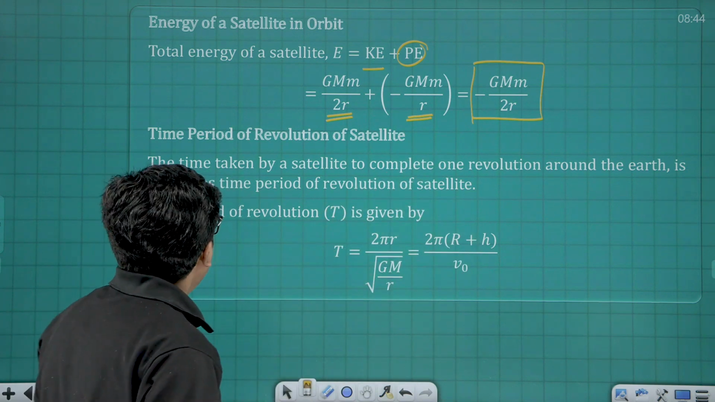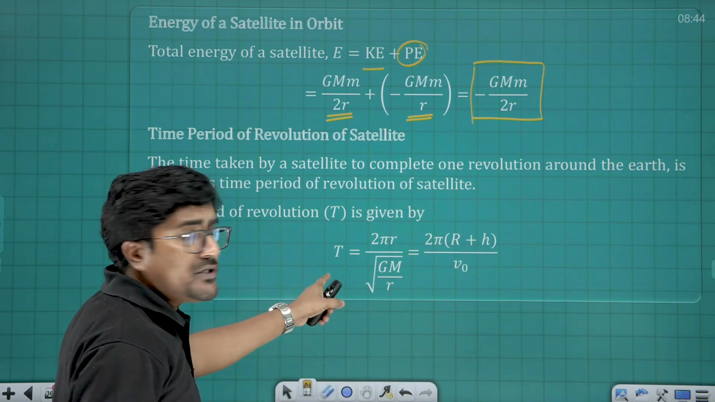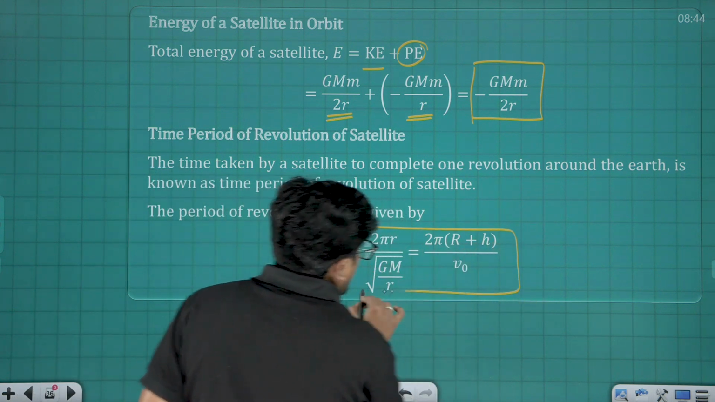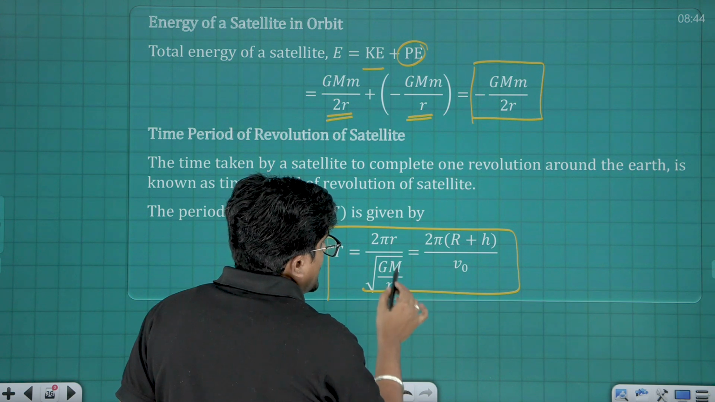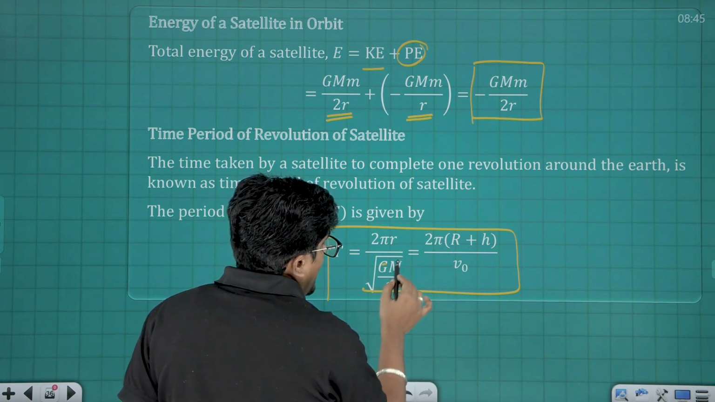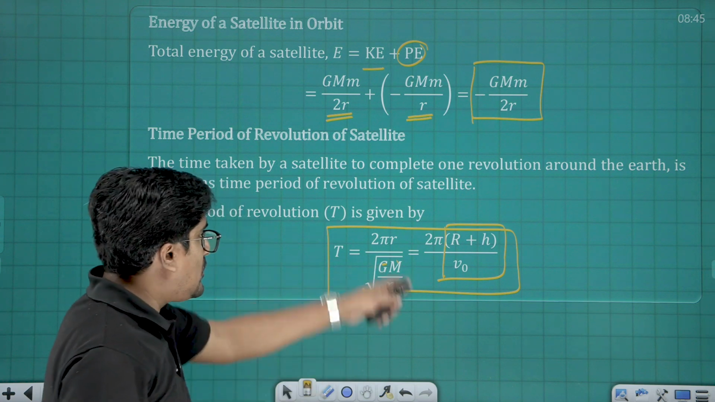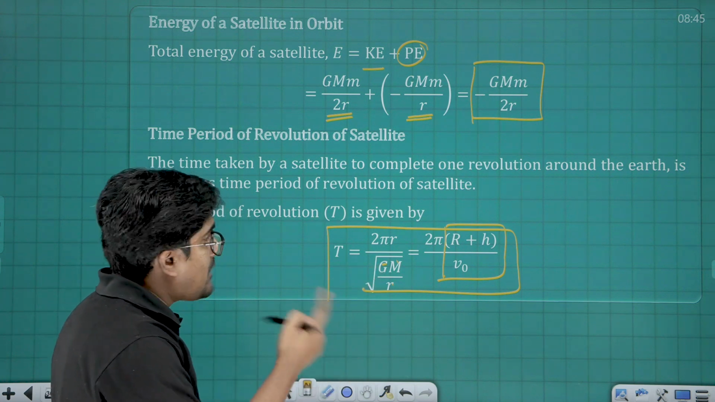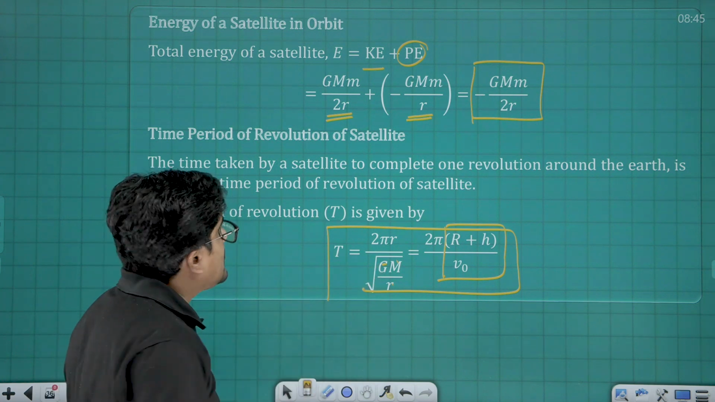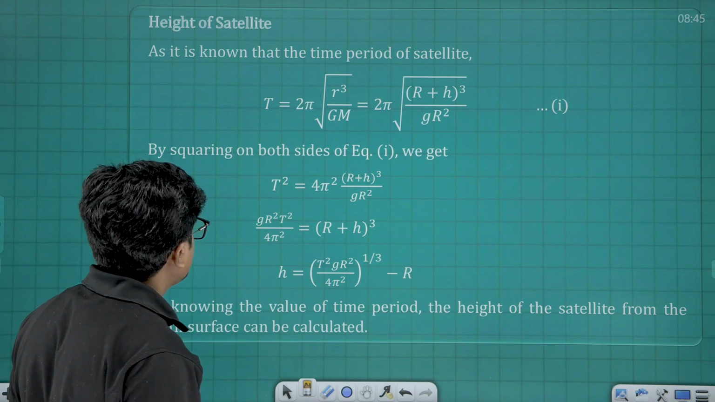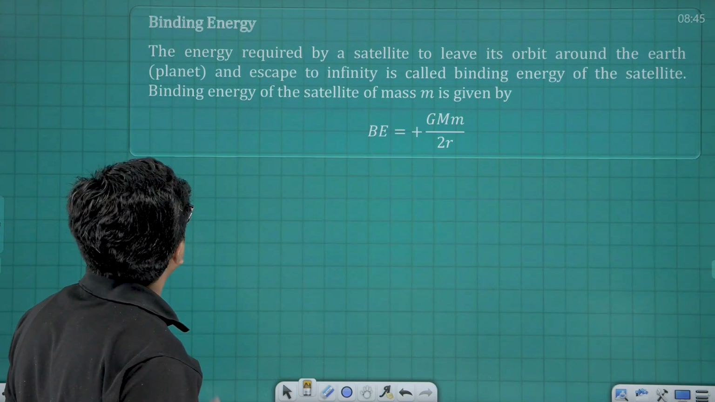Next is the time period of revolution. I already told you how to calculate the time period of revolution. Here the only variation is that we have replaced G M m with R, H and v naught. That is the only change over here. The rest is exactly the same as what we derived for the time period in the previous slide. It's again the same thing only.